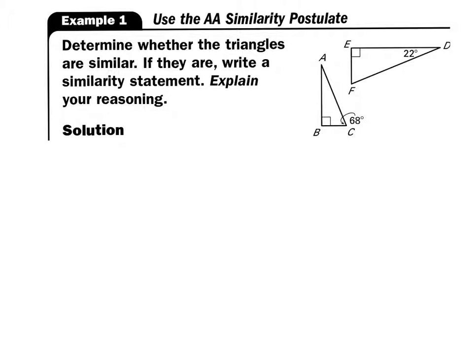Here's an example. Determine whether the triangles are similar. If they are, write a similarity statement. Explain your reasoning. What's given is that B and E are congruent. They're both right angles, right? So let's write that out first. Angle B and angle E are congruent because they're both right angles. We also notice that here we've got 68 degrees at angle C, and at angle D we have 22 degrees, and these two are not congruent.